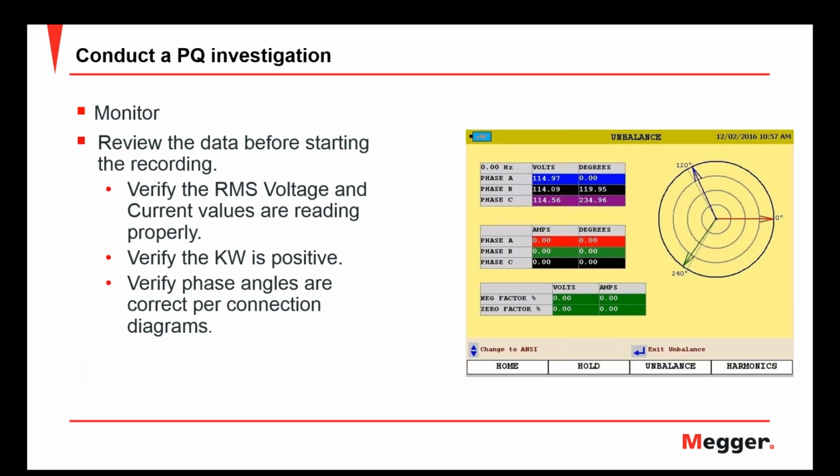So before we start the recording, a good practice is to look at your kW and your phasors. You want to verify your kW is positive. If your kW is negative, it's highly likely you have a backward CT. And then also you want to make sure that your phase angles are appropriate per the connection diagram. Now on some analyzers, the analyzers will automatically check this and verify it and let you know if anything's wrong and tell you how to correct it. But if your analyzer does not automatically tell you it's connected properly, you have to make these checks.